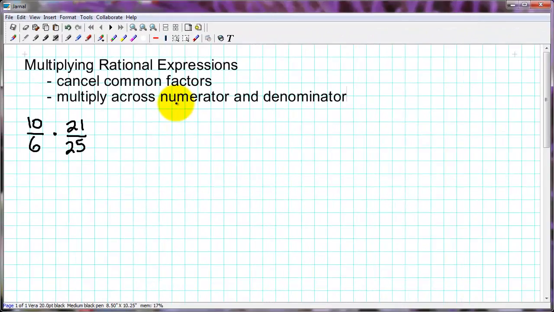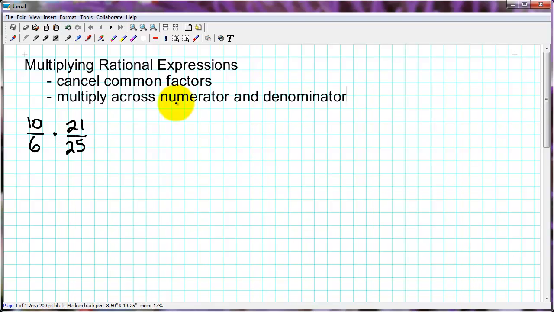Hi, this is Mr. T with a tutorial on multiplying rational expressions. We have two main steps when we want to multiply two fractions together. We want to cancel common factors. We can cancel within the same fraction or between top and bottom diagonally. And then we want to multiply across the top and the bottom.